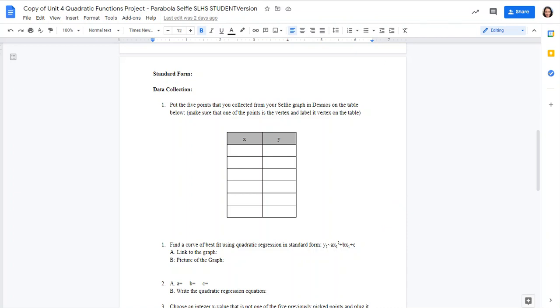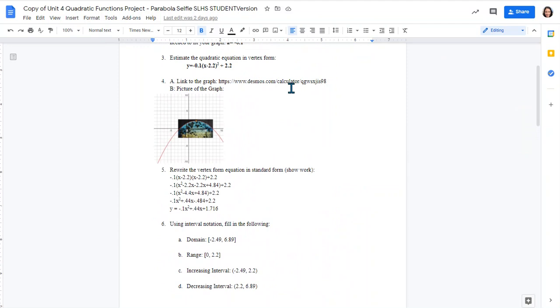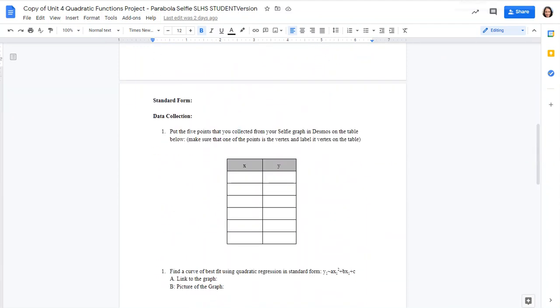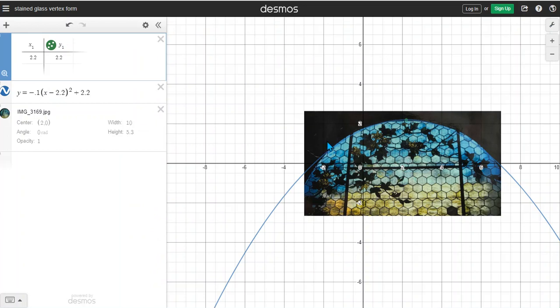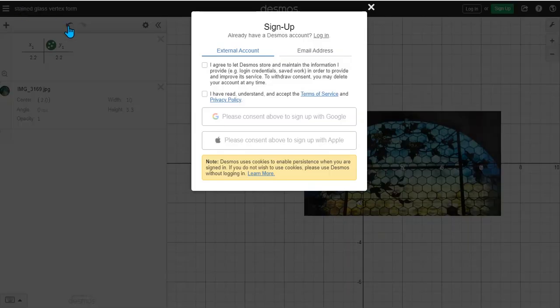You already probably have Desmos. Remember that you put a link back here, so you can open up that link. I'm going to open it. And this is my vertex form equation. I'm going to get rid of this, and then I'm going to resave it with a new name.